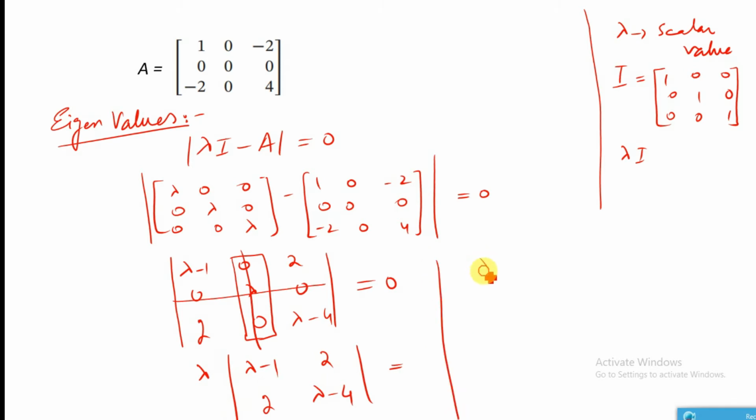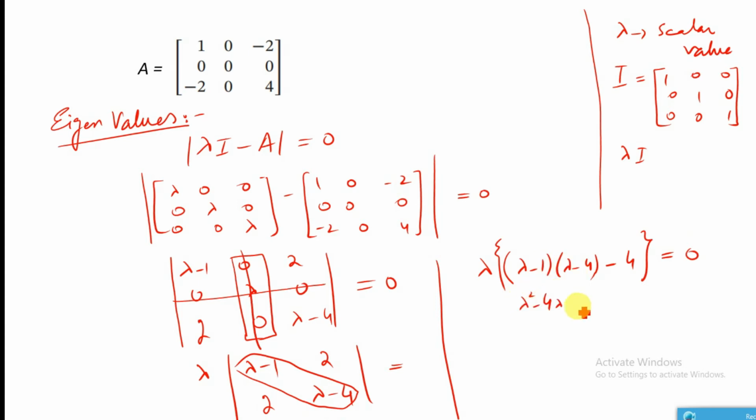Now when we further simplify it, we have lambda multiplied by the main diagonal elements, lambda minus 1 into lambda minus 4, and then 2 into 2 is 4 along with the negative sign as per the property of the determinant. If I multiply lambda minus 1 and lambda minus 4, it is basically lambda square minus 4 lambda minus lambda plus 4, minus 4, and this becomes equal to 0.